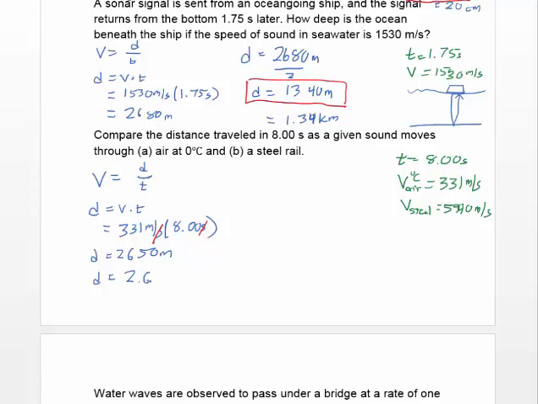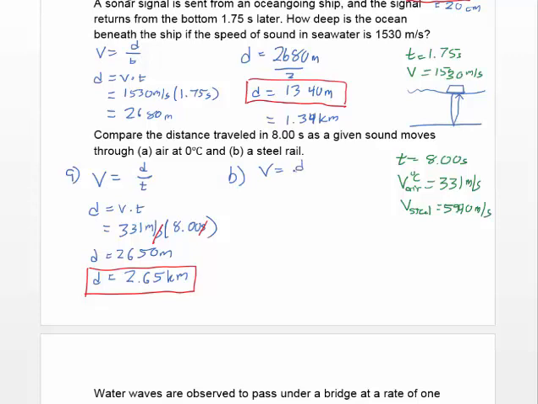2.65 kilometers. So in 8 seconds, sound can travel quite a ways through air. Sound travels very quickly. However, we've got to do part B. This was part A. Let's do part B, which is going to be exactly the same equation.